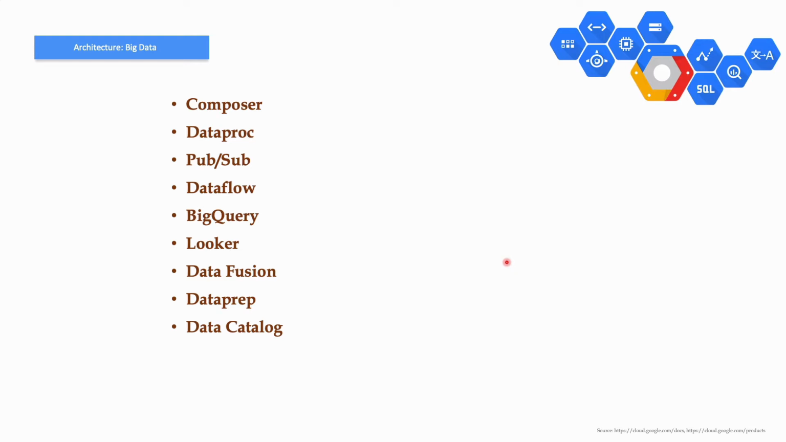Looker, a platform for BI, data applications, and embedded analytics. Data Fusion, used for data integration, for building and managing data pipelines. Dataprep, a service to prepare data for analysis and machine learning. Data Catalog, which is a metadata solution for exploring and managing data.